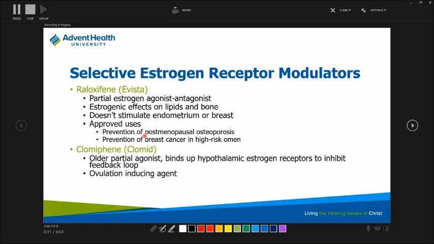Okay, so if you had a patient who had high risk for breast cancer in their history and you didn't want to give them hormone replacement therapy, you can give them something like this instead and still help with their bones, right? So that could be an option there.